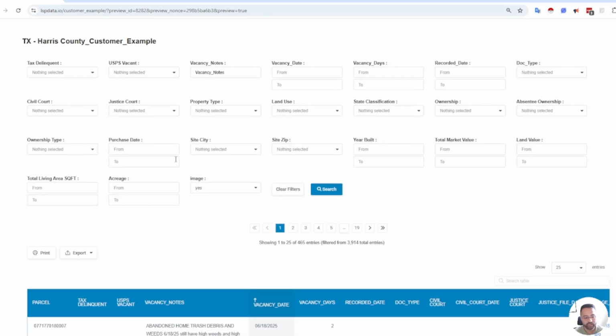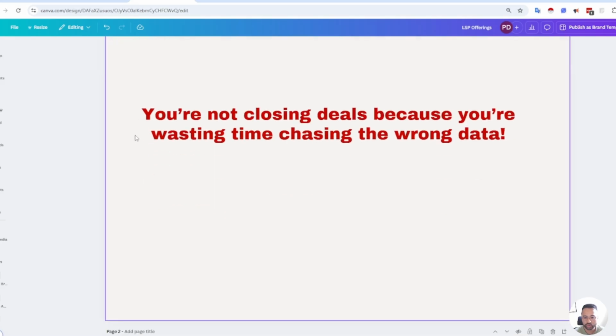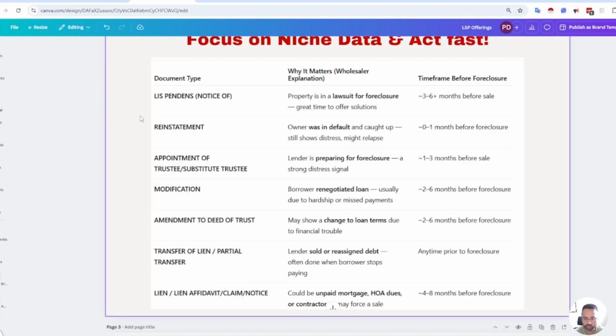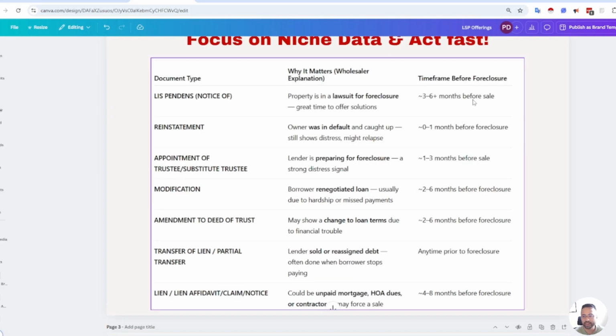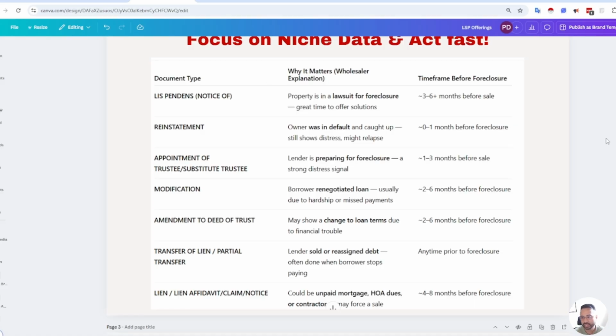So I'll leave it at that, but I just wanted to cover how smart investors will focus on specific types of events that take place before a foreclosure or auction.